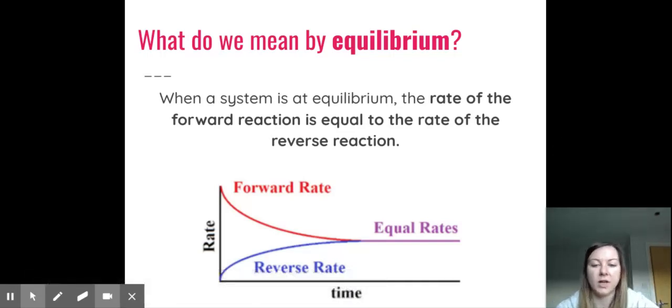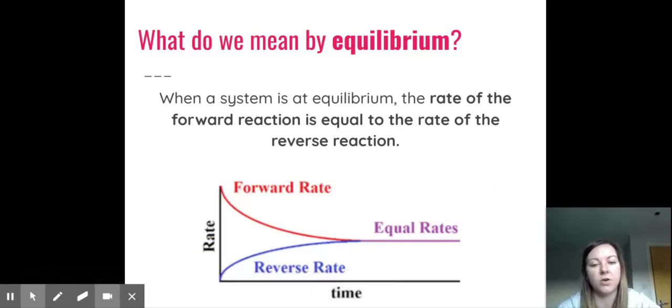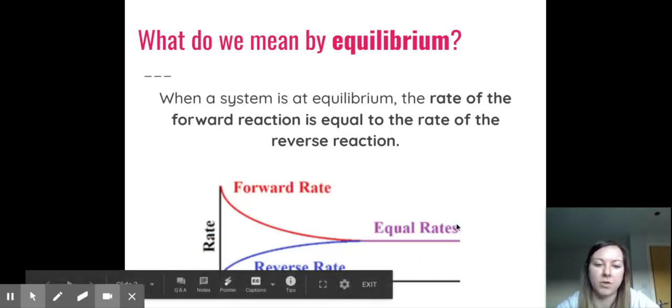If we look at this on a graph, then as the forward rate is happening and decreasing, the reverse rate is increasing, and at a point, these rates will become equal. And that's represented by the straight line here. So as time goes on, reversible reactions will start off quickly in the forward and reverse directions, and then after some time they will reach an equilibrium, which just means the rates even out and become equal.